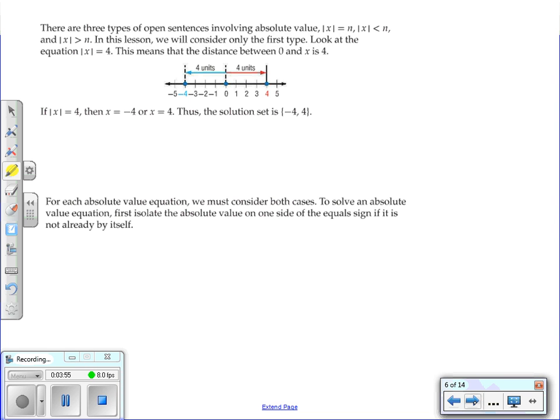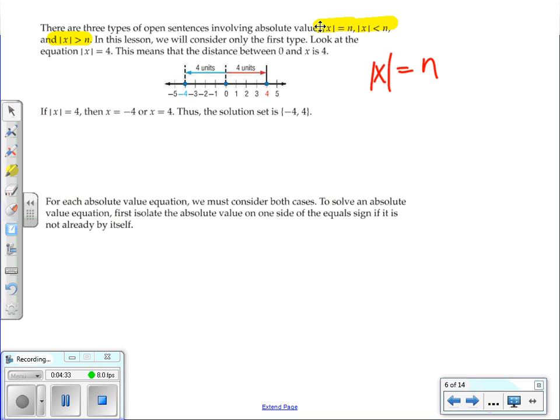There are 3 types of open sentences. And what's an open sentence? It's just an equation with a variable, all right? There are 3 types that involve absolute value. The absolute value of x equals some number, then the absolute value of x when it's less than some number, and the absolute value of x when it is greater than some number. Fortunately, right now, all we are going to talk about is the absolute value of x when it's equal to a number. We'll do the inequalities a little bit later on.